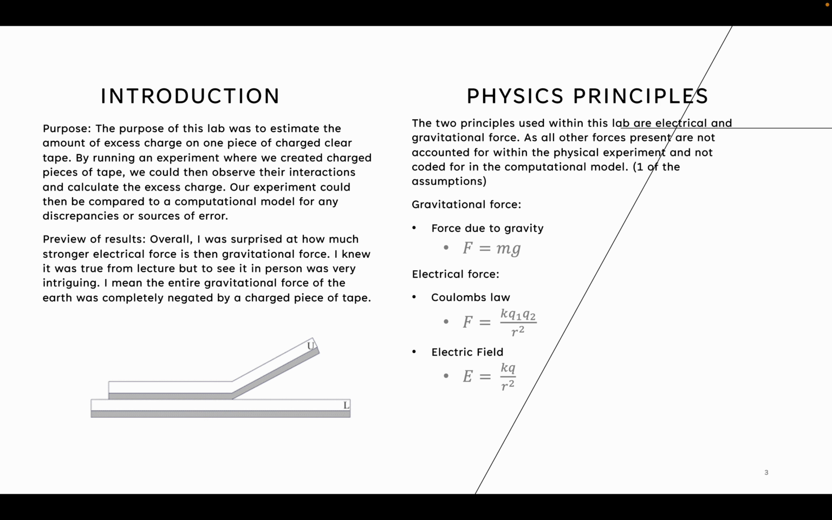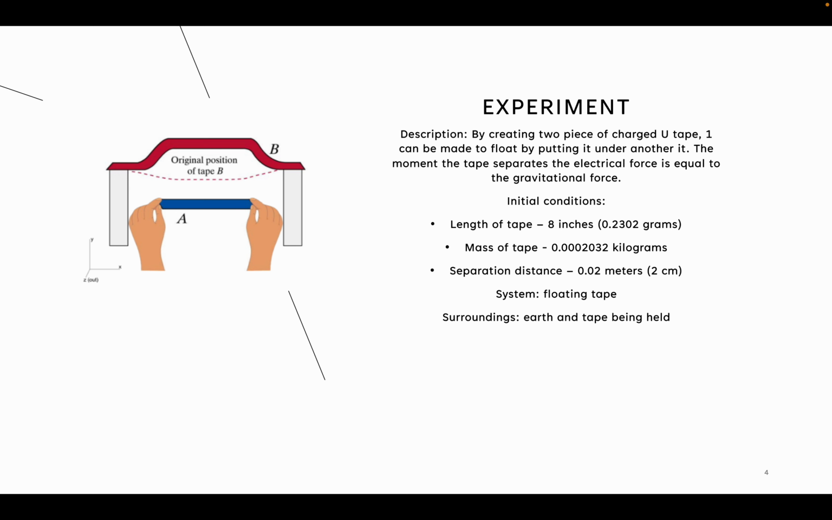In terms of the physics principles used, only electrical and gravitational force were used, as all other forces are not accounted for within the experiment or not coded for within the computational model. So for gravitational force, we had force due to gravity, and then for electrical force, we had Coulomb's law and electric fields. So the actual experiment itself, we had two pieces of U-tape with one being held up by two stands and one under it.